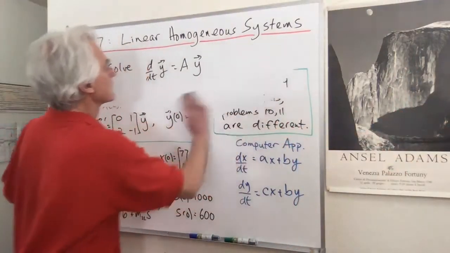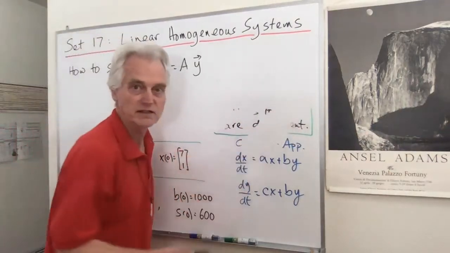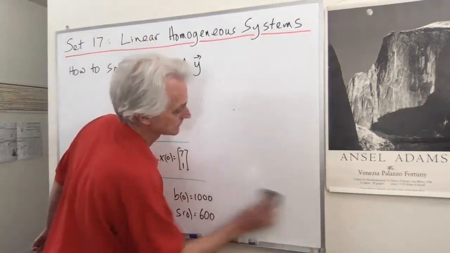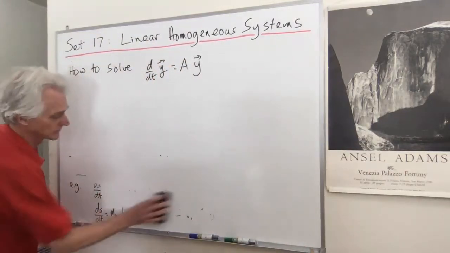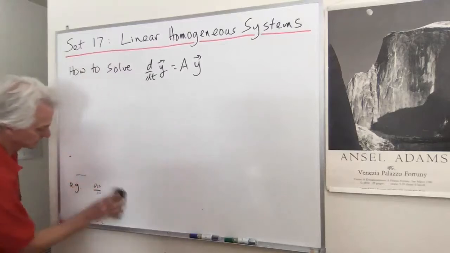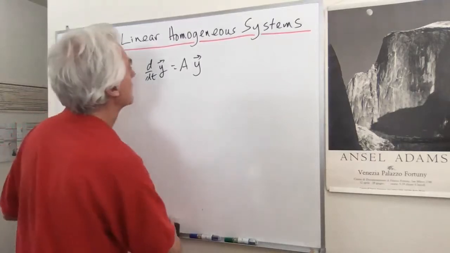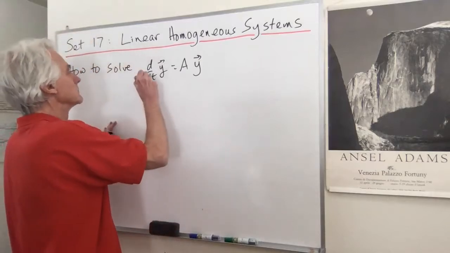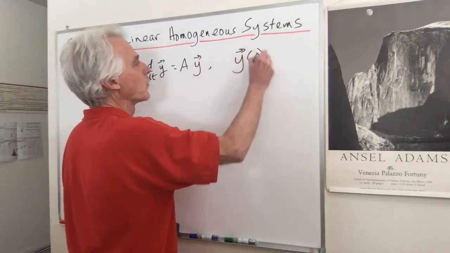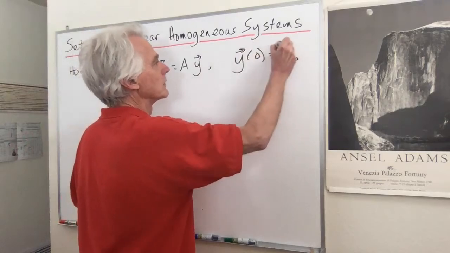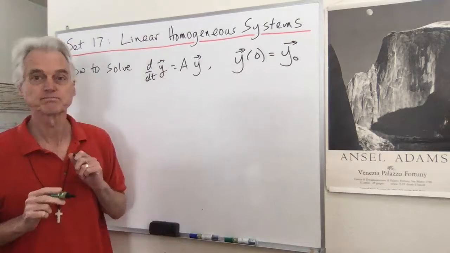So let's just start with this. How do we solve dy/dt is Ay? And we might as well also put in the initial condition. y of 0 is some given vector y sub 0.